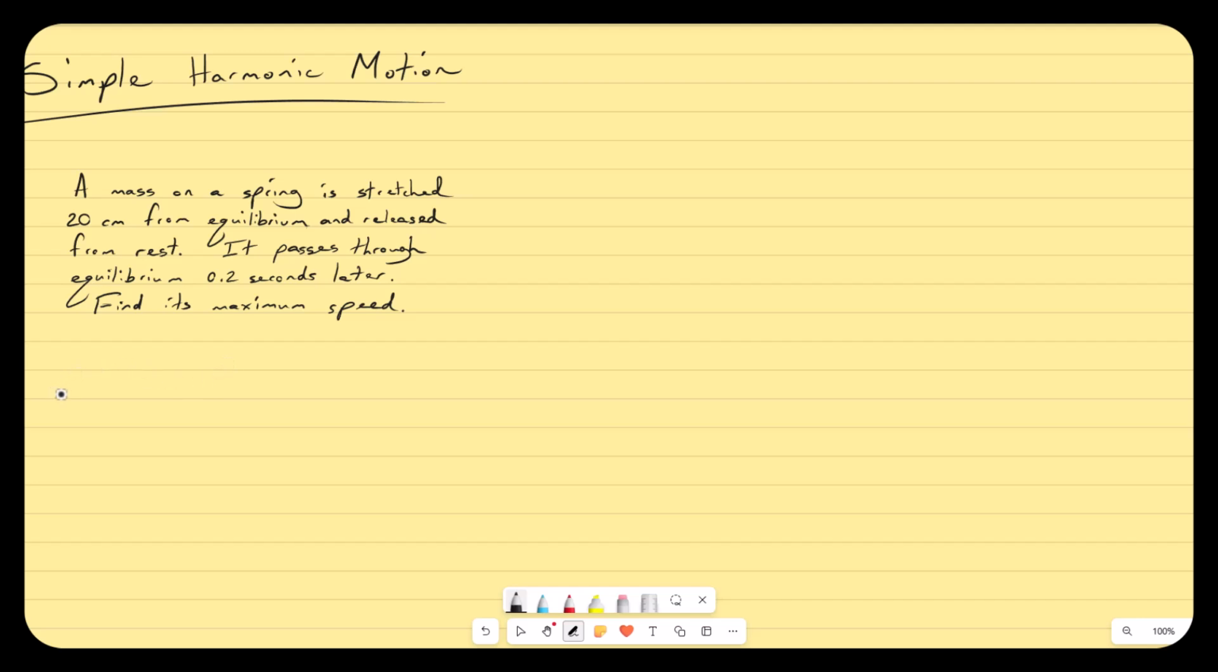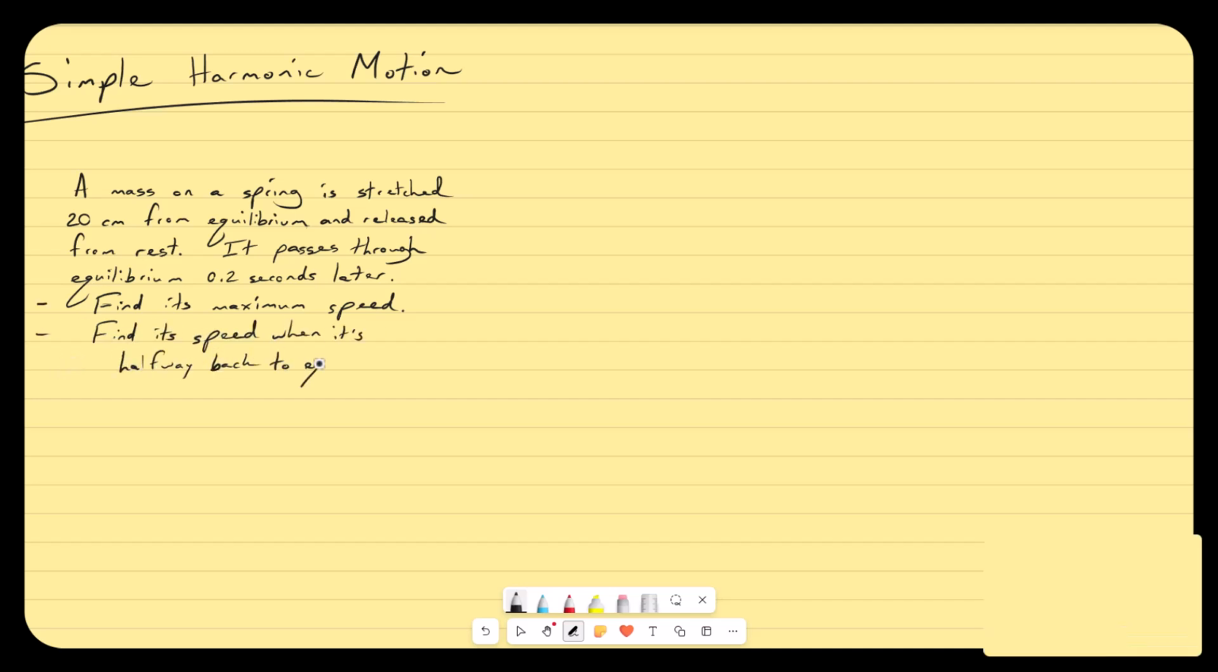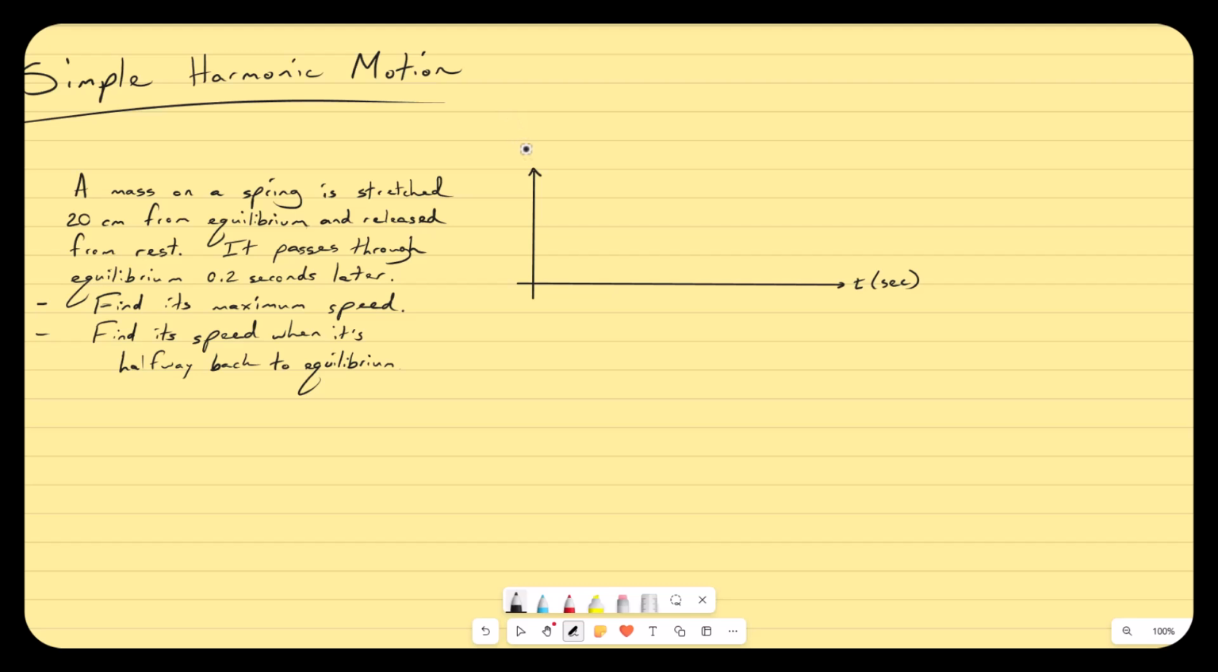I'm also going to ask, let's find how fast this thing is going when it's halfway to equilibrium. So I have that this thing's stretched 20 centimeters and it's going to reach equilibrium 0.2 seconds later. So I'm given this much of my graph. I'm starting 20 centimeters from equilibrium. And after 0.2 seconds, I'm reaching my equilibrium position.